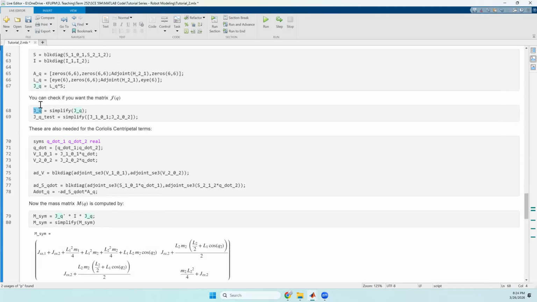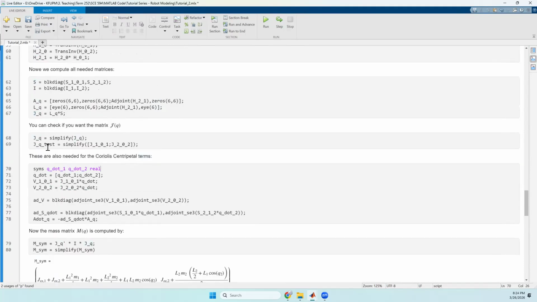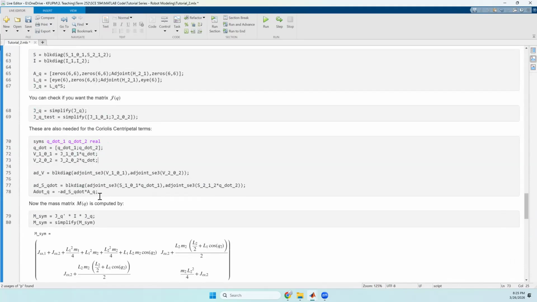In order to compute the Coriolis-centripetal terms, we need extra terms. So these are what we need so far. At this point, we can compute the mass matrix, which we're going to do later. You see here, this is how we compute the mass matrix. But there are a few extra terms that are needed for the Coriolis-centripetal terms. I'll leave that for you to look at at your own pace. These are extra terms that we need to derive the Coriolis-centripetal terms. One of them is the A dot.